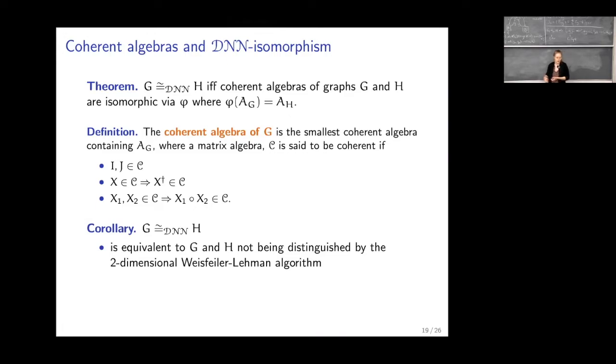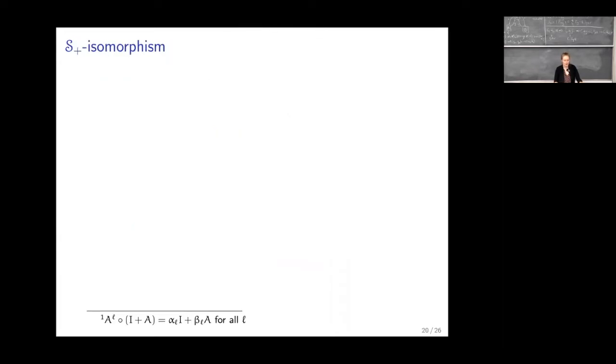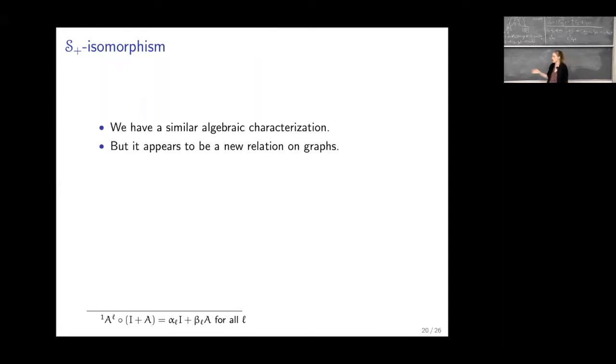Because of this, the theorem has some consequences. For instance, DNN isomorphism is actually equivalent to the two graphs not being distinguishable by the two-dimensional Weisfeiler-Leman algorithm. And we can also test it in polynomial time, just because this two-dimensional Weisfeiler-Leman algorithm runs efficiently. Now for the PSD isomorphism, we have some similar algebraic characterization like before, but as far as we know, it appears to be a new relation on graphs.